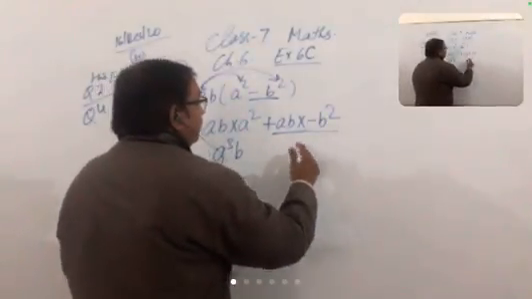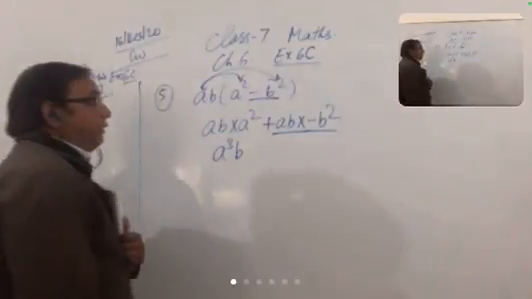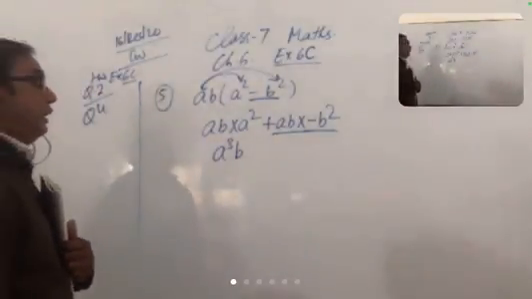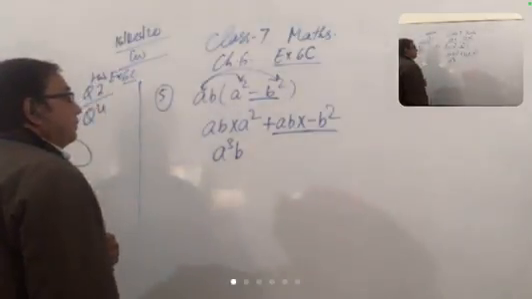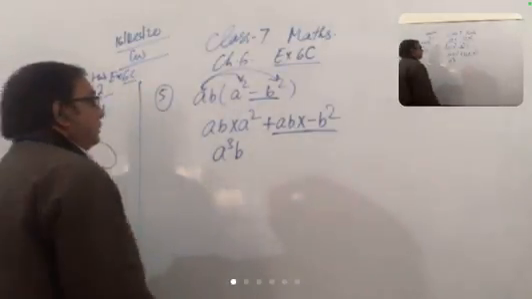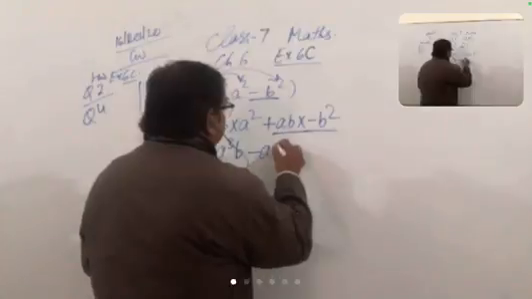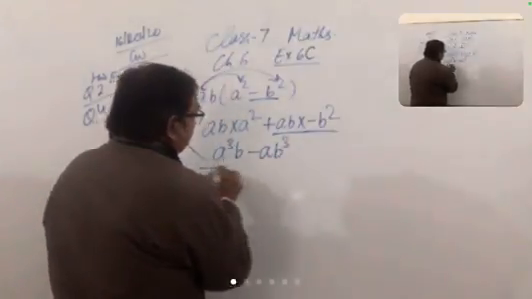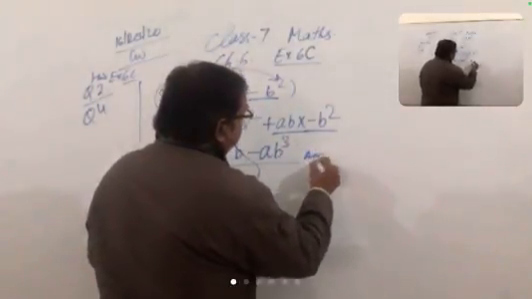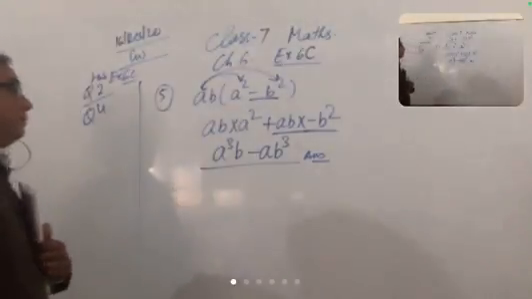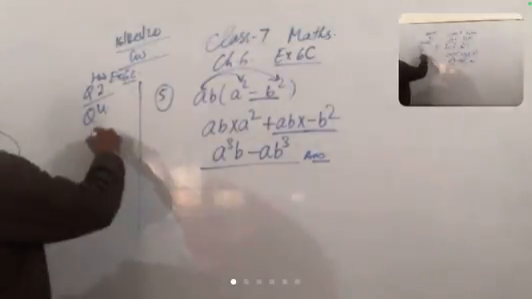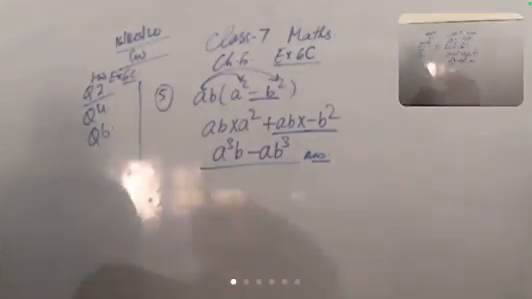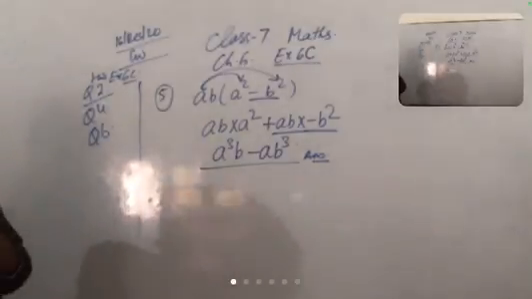Sambhav, what is the product of ab into minus b square? Minus ab cube. Very good. And now this is the answer. Very good, very good. Now this is question number 6. Question number 6 is your homework.